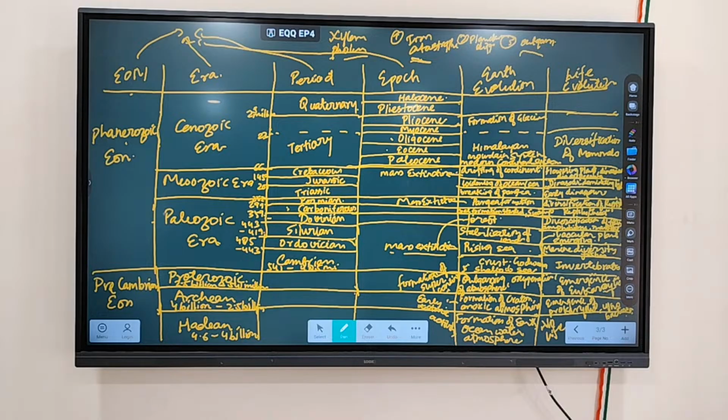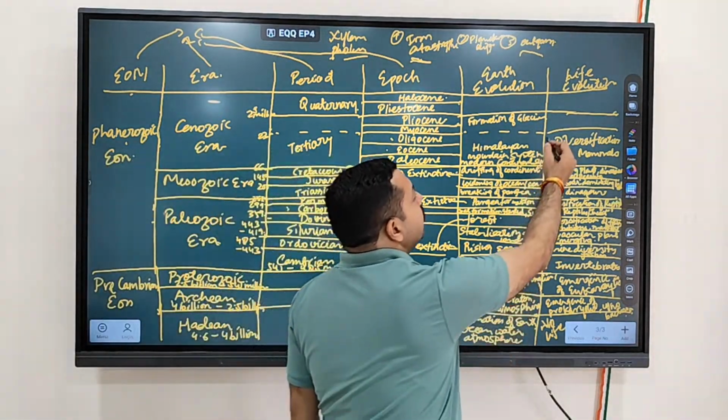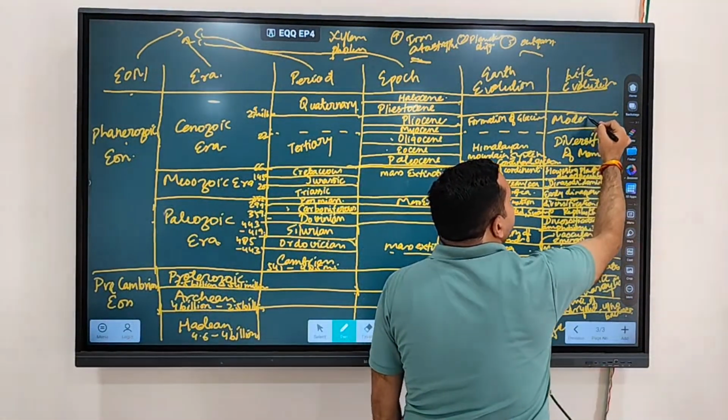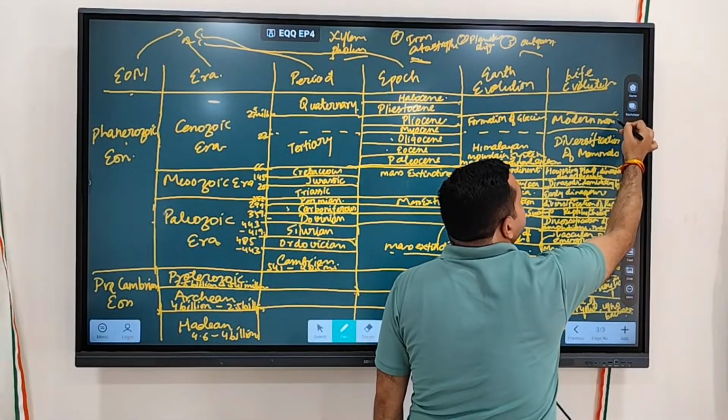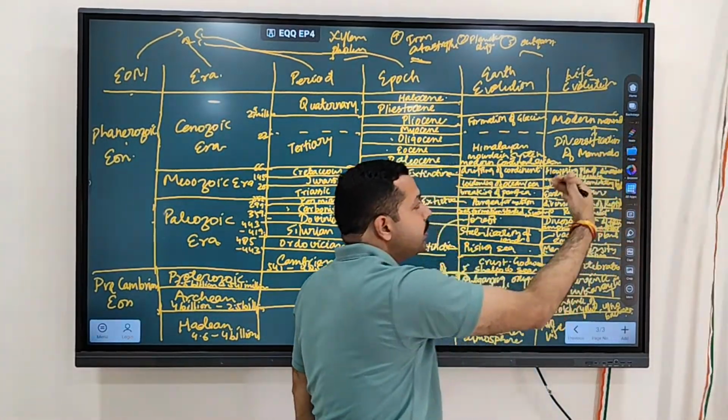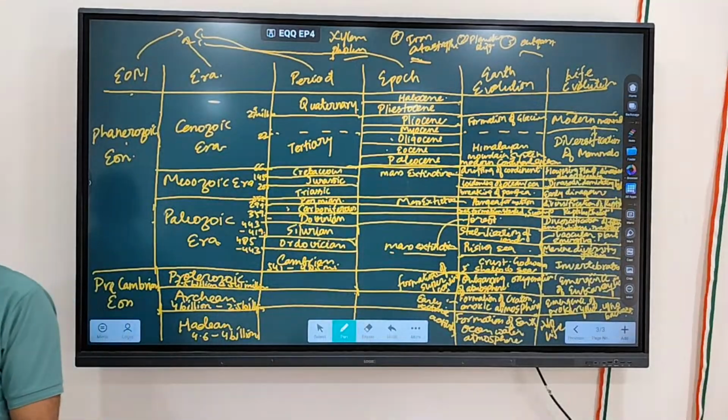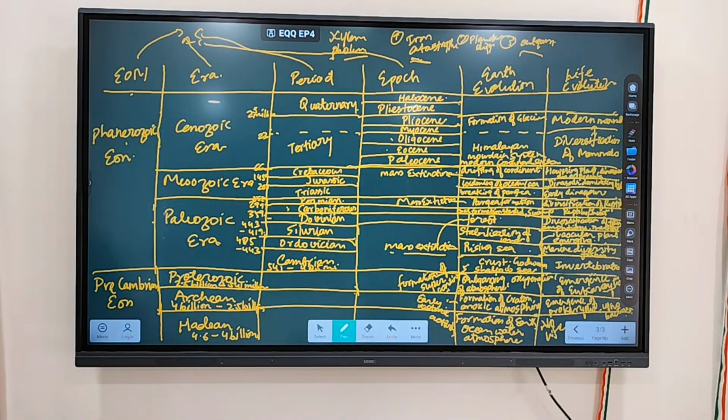Then you see evolution of which type of mammal? Modern mammals, like how we are seeing tiger and other mammals. Modern mammals are something that are evolving in this period. So from diversification, now you see modern mammals are evolving. Fine.